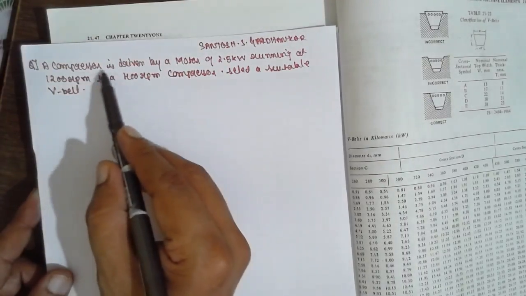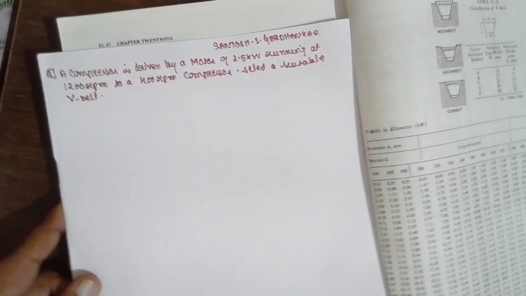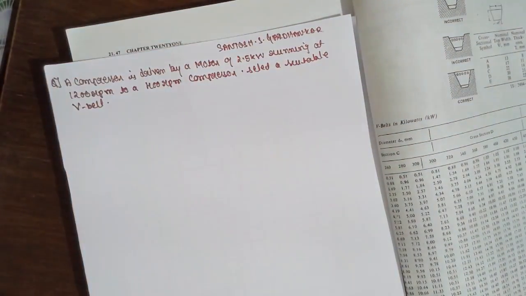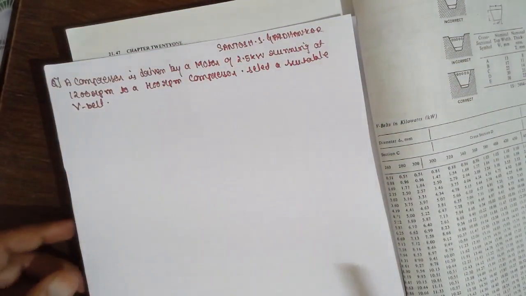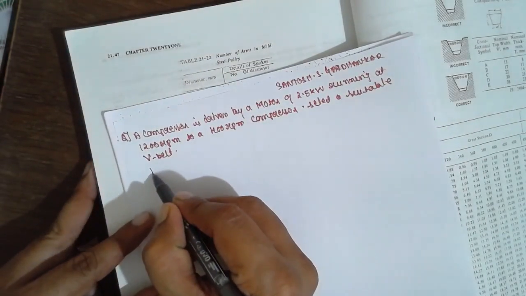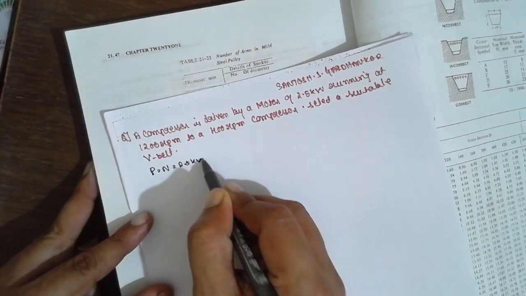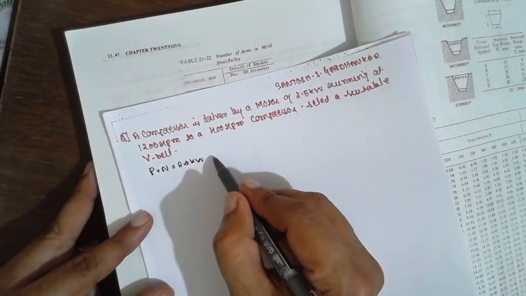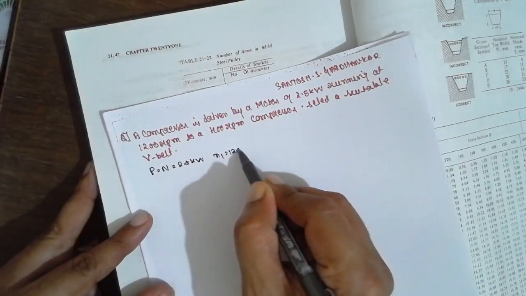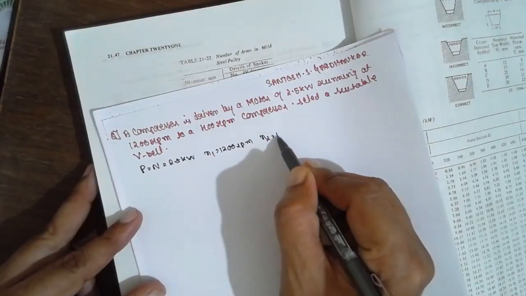A compressor is driven by a motor of 2.5 kW. Everything is given. P or N is nothing but 2.5 kW. N1 is given as 1200 RPM, and N2 is given as 400 RPM.